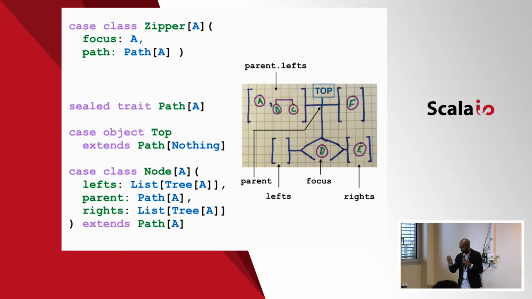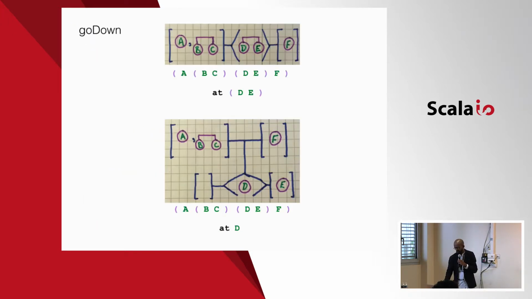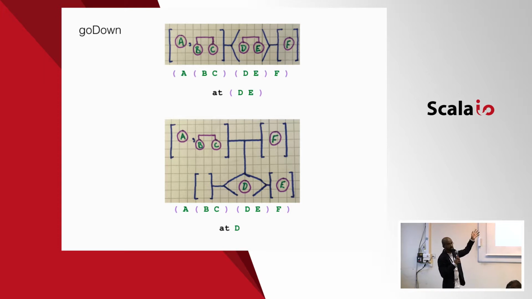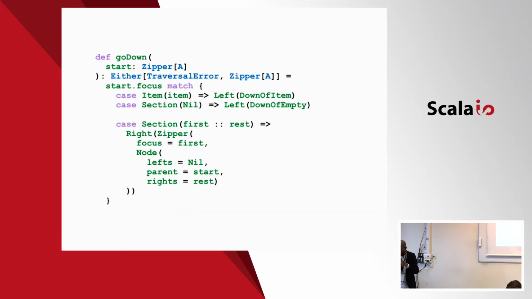OK, cool. So now that we have the structure, some operations start becoming quite easy, right? Like the kind of operations we were seeing before. So go down, for example. From the position D, from the focus DE, we can go down to D the way that we saw before. But what's interesting, I think, here is the code for this, right? So there's a few things here. We'll go over this in a bit of detail.